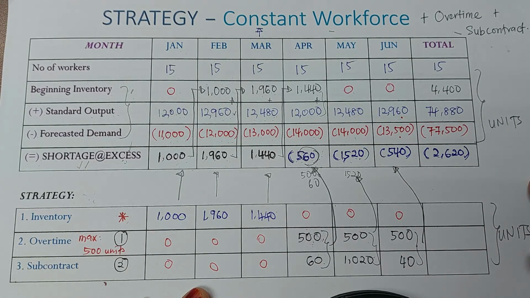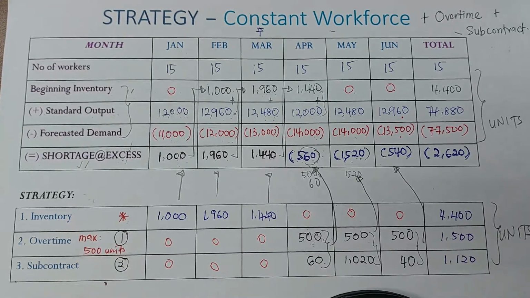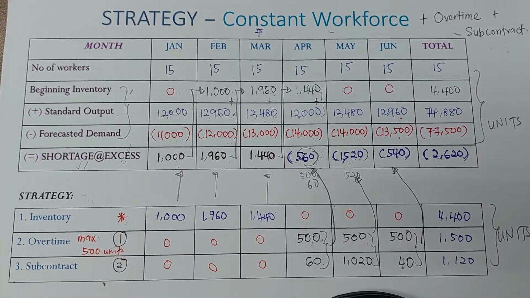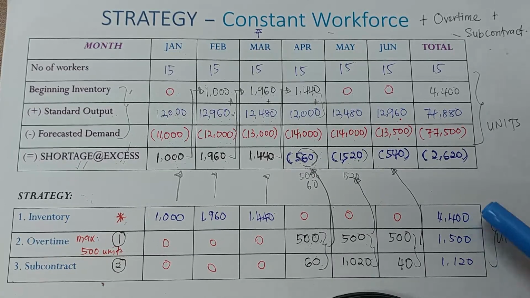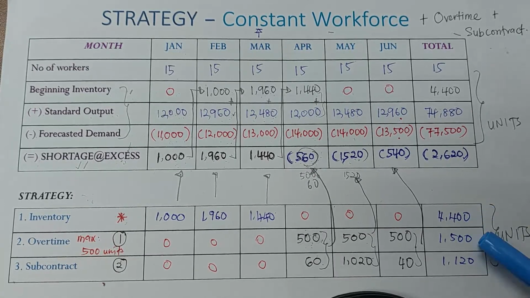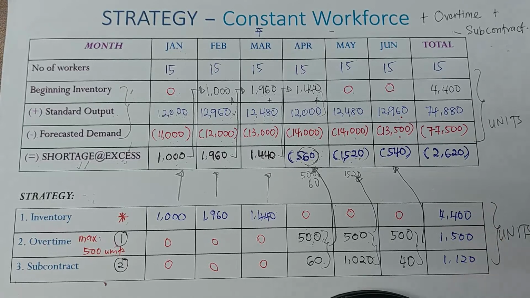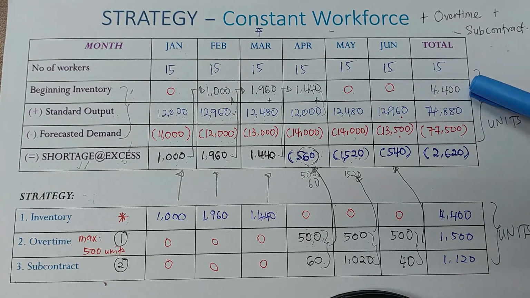Okay, so now you add up everything here as the total. So now these are the totals for inventory, overtime and also subcontract. Okay, so this is how you complete the strategy. That is the second component or the second part of aggregate plan. And please remember, these two components or these two parts are in units.